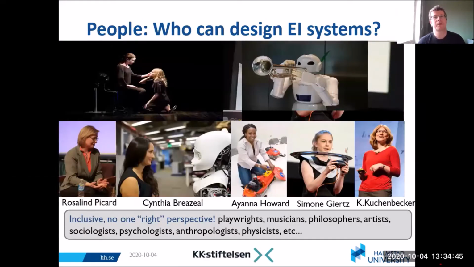First, people. Who can design embedded and intelligent systems? Anybody can. But this is such a multidisciplinary area that it's very inclusive. There is no one right perspective. So over the years, I've seen researchers working with playwrights, musicians, philosophers, artists, and of course, this includes also gender and nationality and stuff like that.